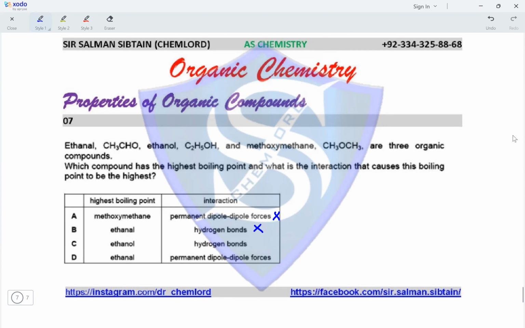Ethanol having hydrogen bonding, yes, hydrogen bonding is the strongest of the intermolecular forces of attraction. And ethanal, which has permanent dipole-dipole forces, the force represented is correct, but this is not the strongest intermolecular force of attraction. So this makes option C the correct option for this question.